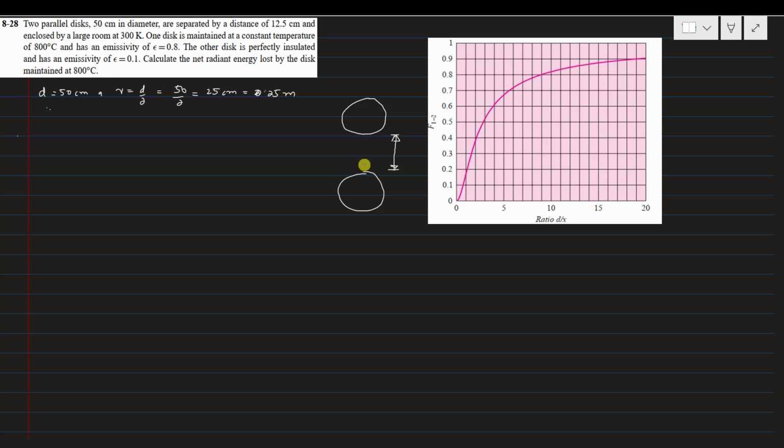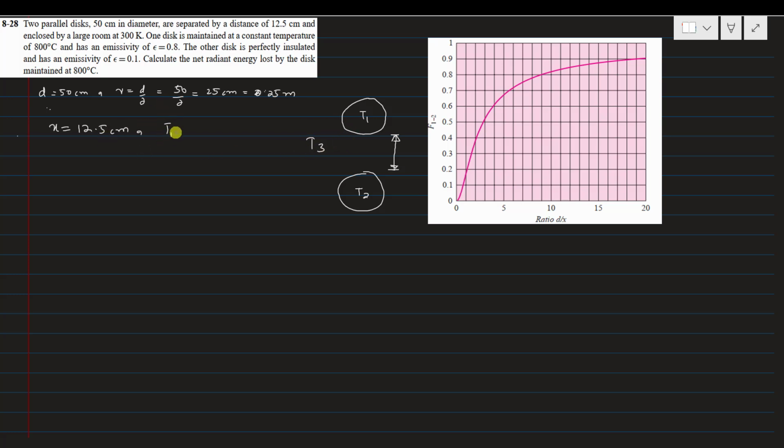Distance between these two discs, let's say this is disc 1, this is disc 2, and the distance between these two discs is x, and it is given in the statement, that is 12.5 centimeter. This is at a higher temperature T1, this is at a lower temperature T2, and the room temperature is T3, in which these two discs are enclosed.